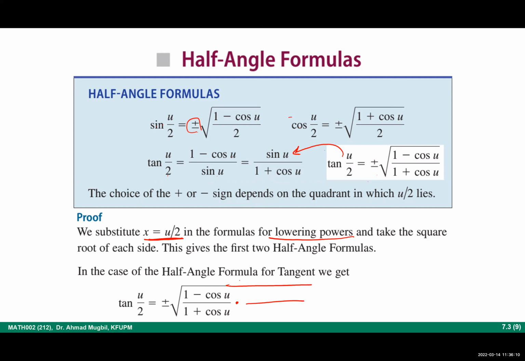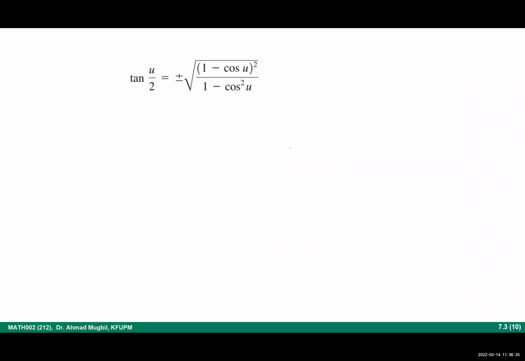If you multiply, let's see here. We will multiply by the conjugate of the denominator. You can also multiply by the conjugate of the numerator to have one of these because we have two formulas. Now, if you multiply by the conjugate of the denominator, you will get this. Then you will distribute the square root. You will have the absolute value.